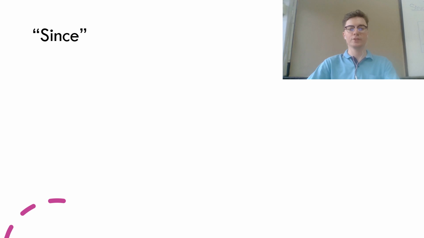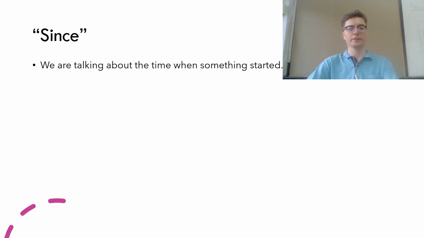Another word we can use in the present perfect to add more information to a sentence is since. Since is very similar to for. But it's not quite the same. So here, we are not talking about a time period. We are talking about an exact date or an exact time or an exact year when something started.